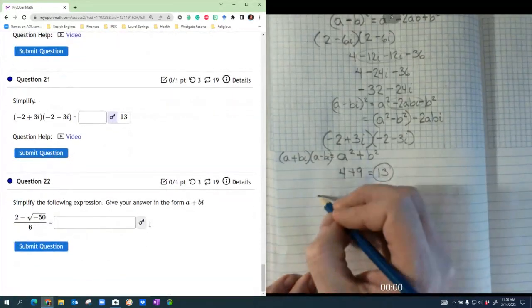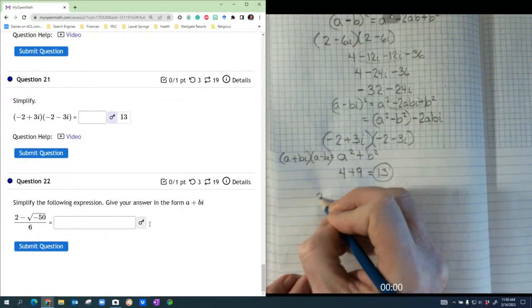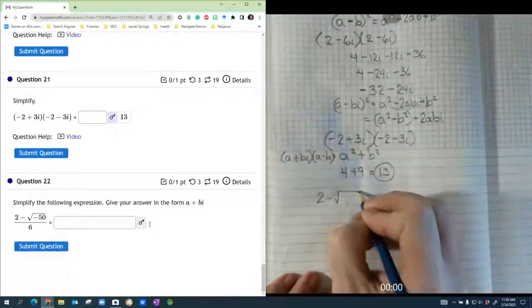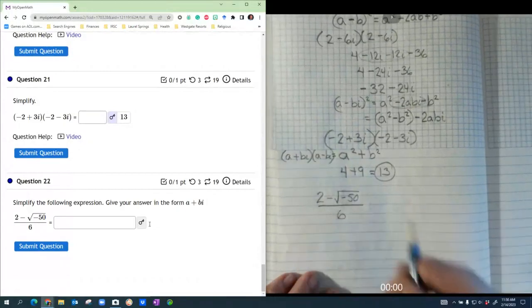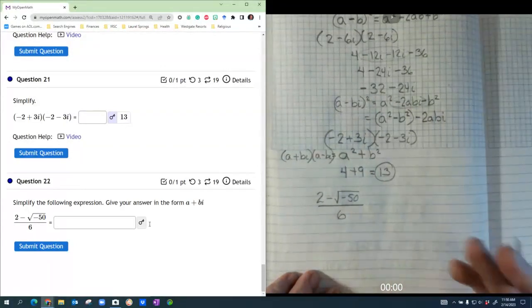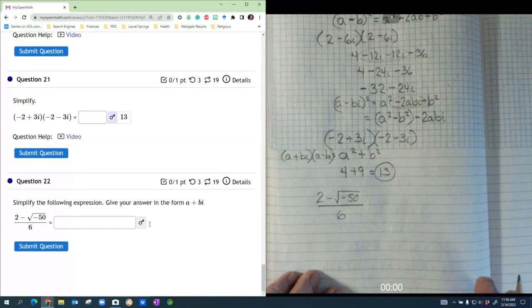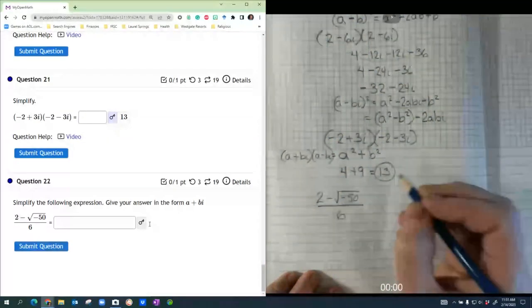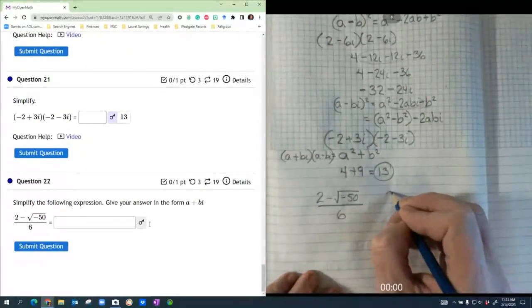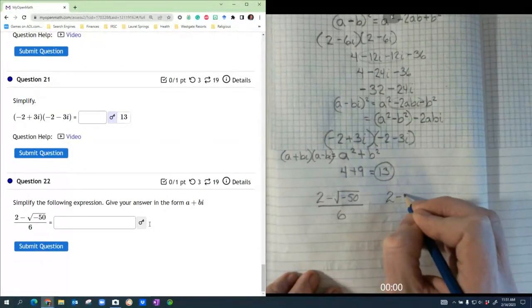Now, the last and final question that we're going to look at is: we're taking the 50, dividing it by 25, we get 5. Or rather, the square root of 25 is 5, and then I'm left with 2. So I'm going to simplify this as this.